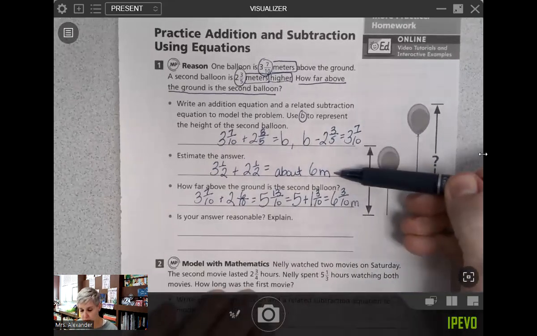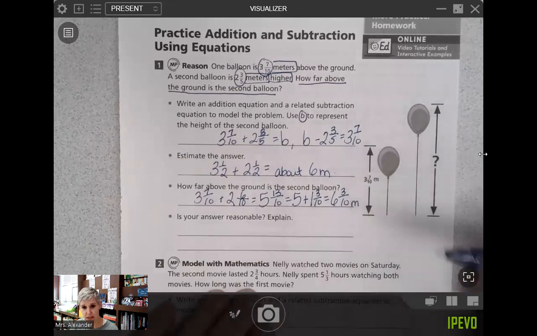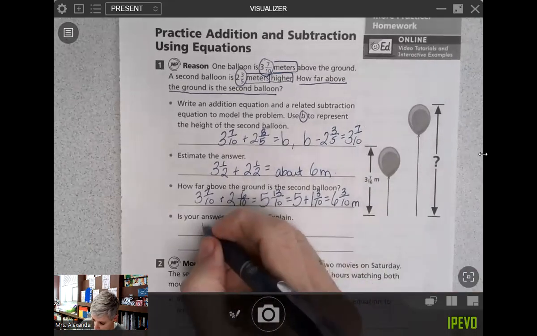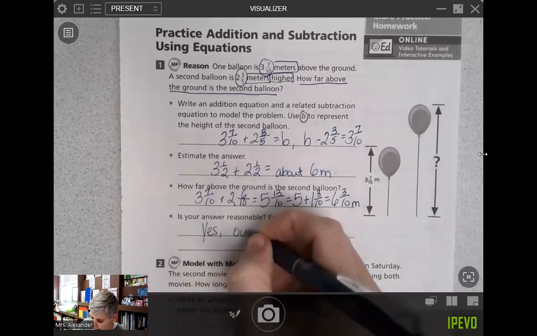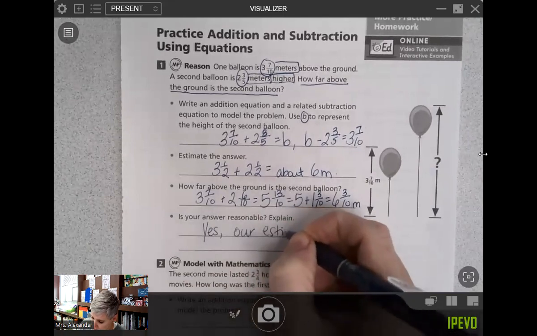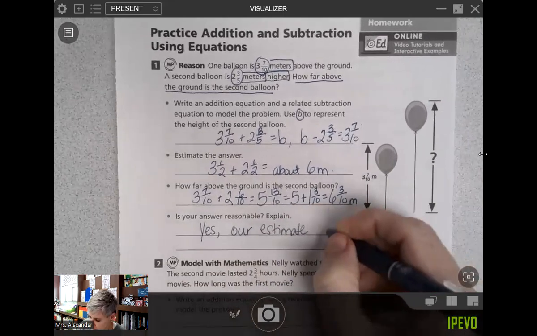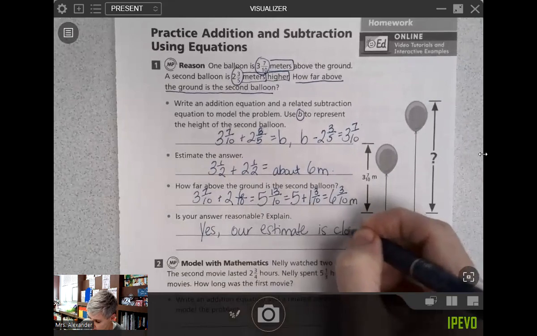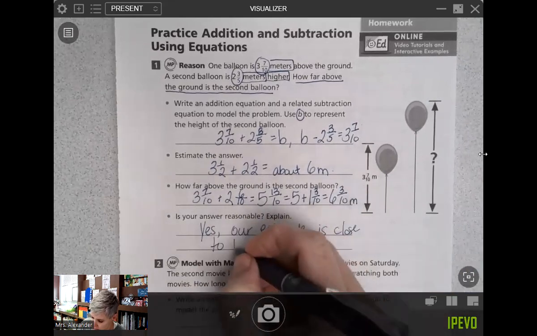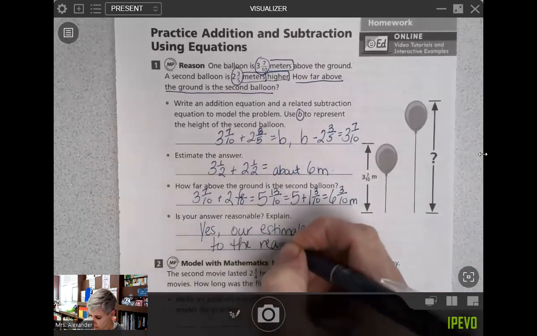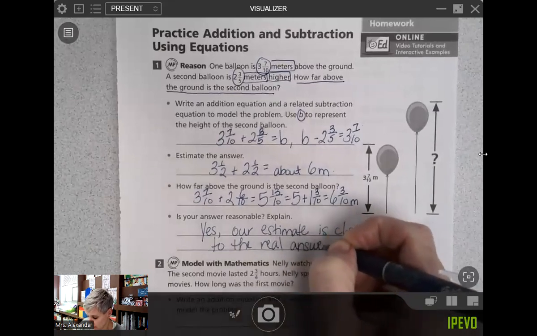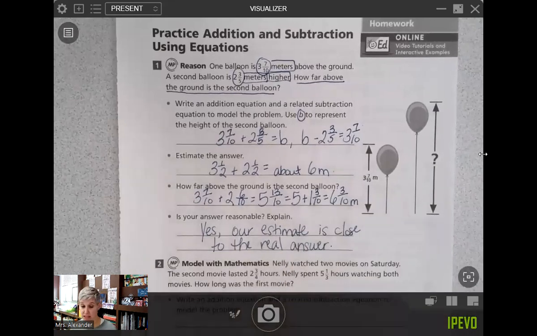Compare our estimate to our answer. Is it reasonable? Yes. Our estimate is close to the real answer. All right. If our estimate is close to our real answer, it makes it reasonable.